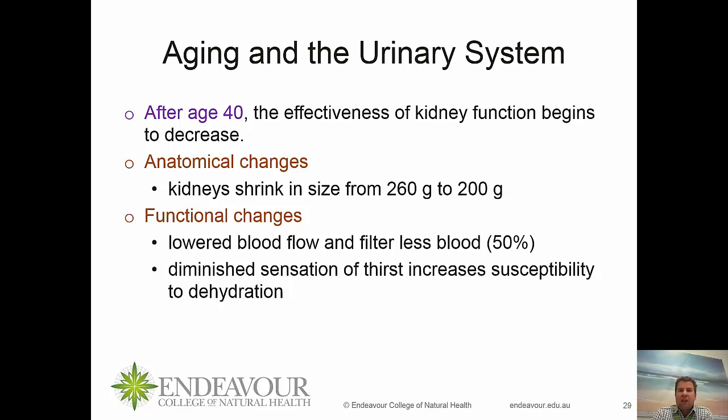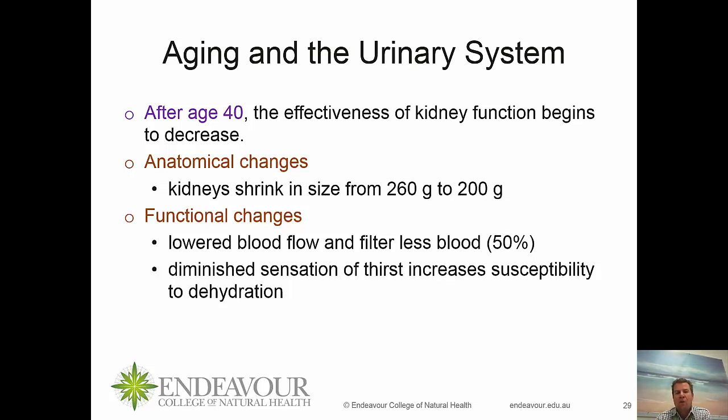So as we age, what happens to the urinary system? Renal function declines. After about the age of 40, the effectiveness of our kidney function decreases with age. When you have a blood test and they measure your glomerular filtration rate, it's called an eGFR. The eGFR expresses your kidney function, or your glomerular filtration rate, in a range such that it accounts for your age, height and sex.